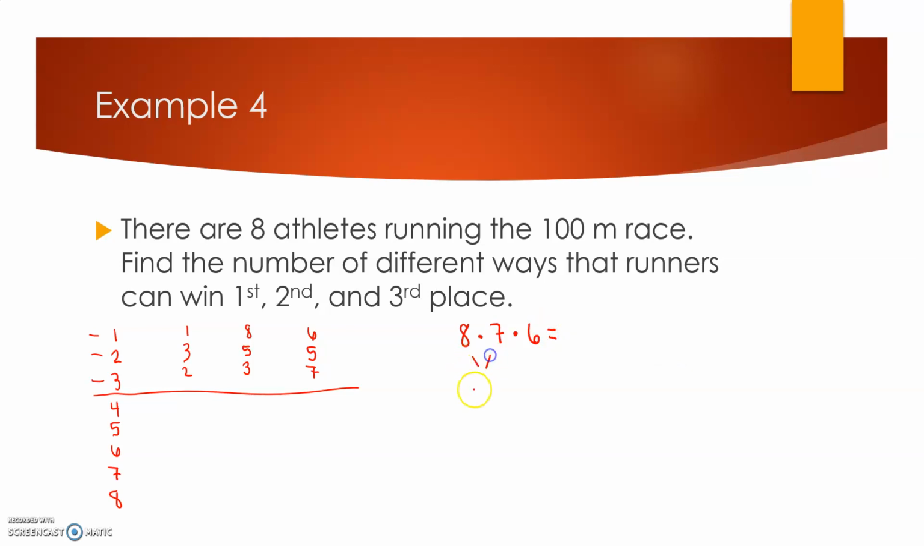So here we're going to have 8 times 7, which is 56, times 6. And then when we do 56 times 6, we should get 336. So there are 336 ways that 8 athletes can come in first, second, and third. I bet you're glad now I'm not making you write them all out.